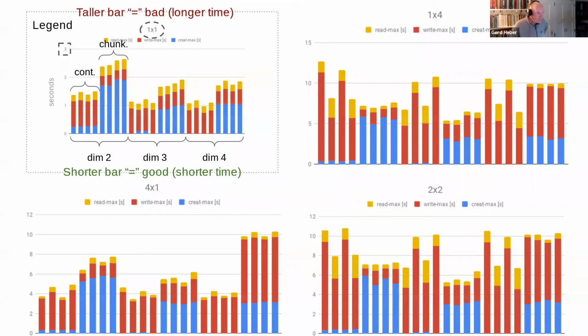Now, in terms of the bar height you can read as wall time in the sense that it's in seconds, and it has 3 components. We measure creation time, write time, and read time, color-coded. Yellow is reading, red is writing, and blue is creating. And so that means that if a bar is taller, we spend more time, which is bad from a performance perspective, and a shorter bar is good because we spend less time.